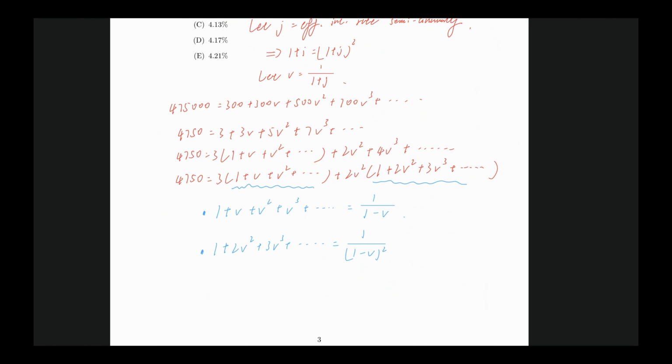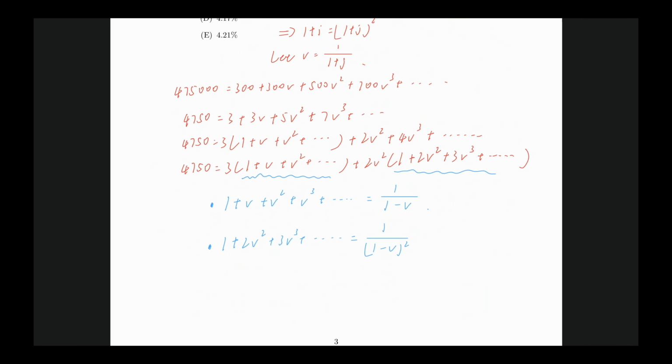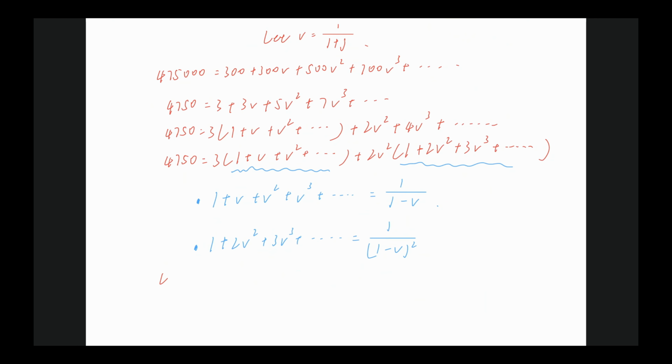Okay, so we know about these two formulas, and we can just plug them in. So I'll get 475 equals 3 times, maybe I can write 3 on the top, 3 over 1 minus v, plus 2v squared times 1 over 1 minus v squared. Okay.